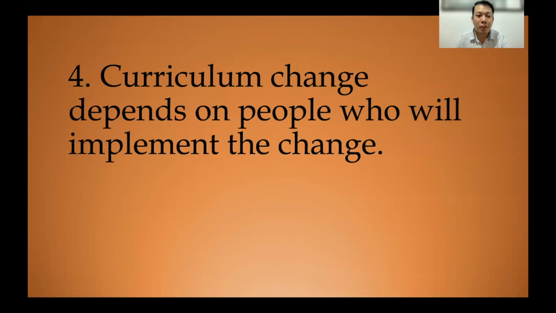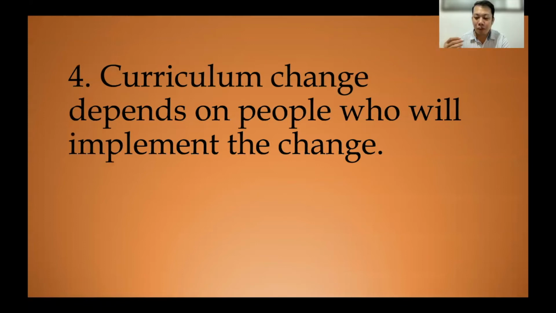So another is curriculum change depends on people who will implement the change. For so many years, there was always that plan to change our 10-year basic education into 12 years. But only then, during the time of the previous administration, was there that political will in order to change it. So then, therefore, the first step here is about the people who will implement the change. And then, of course, from the top administration, it will be given to those who are in the front lines, and these are the teachers.